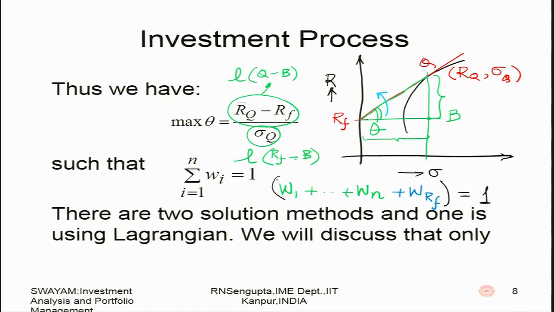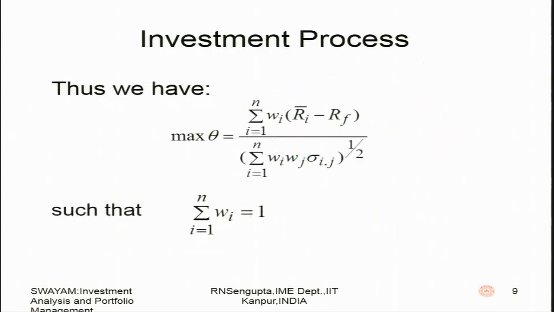We had the pictorial one, which was done in the last slide. Here is the simple mathematical way of denoting it. So, I have expanded the equation. The numerator, which I mean is the difference between Q and B, the height. That was basically RQ minus RF. Now, what is RQ? I am just expanding it.